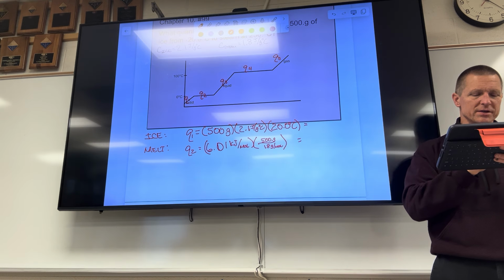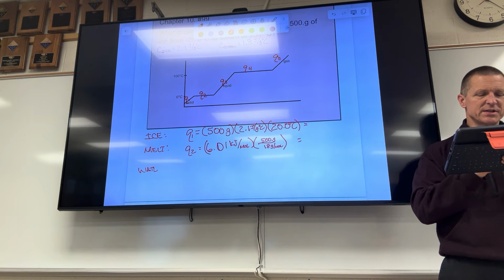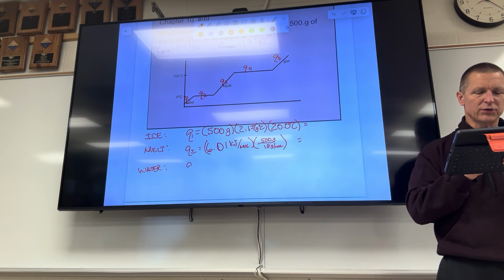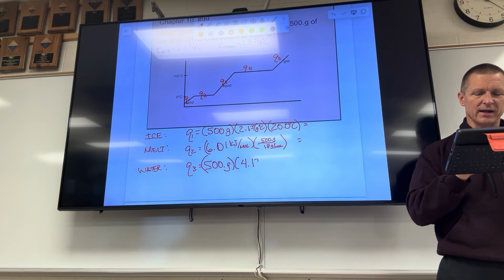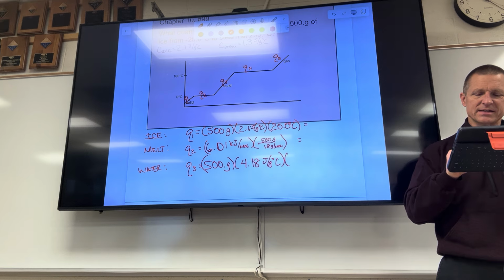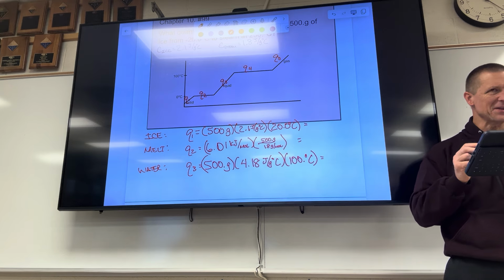Now we have liquid water, so we'll just say water. Goes from 0 to 100 degrees. Q3 is M, 500 grams, times C, liquid water, 4.18 joules per gram degree Celsius. And then delta T is 100. We get an answer for that.